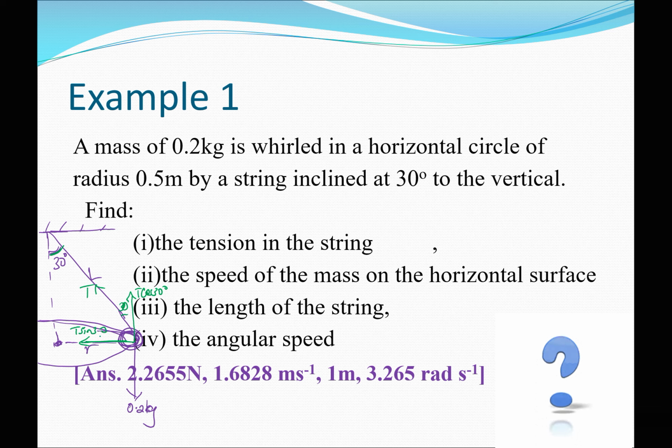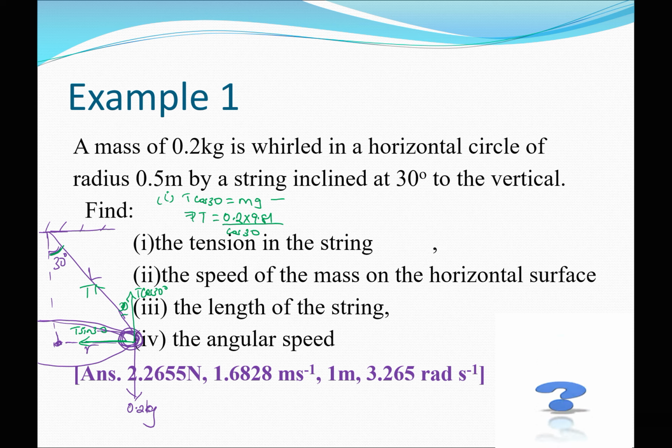So part 1 tells us to find the tension. So we have that T cos of 30 is equal to mg. That is AS physics. So this implies that the tension is going to be mg, where mg is going to be 0.2 times g, which is 9.81, divided by cos of 30.